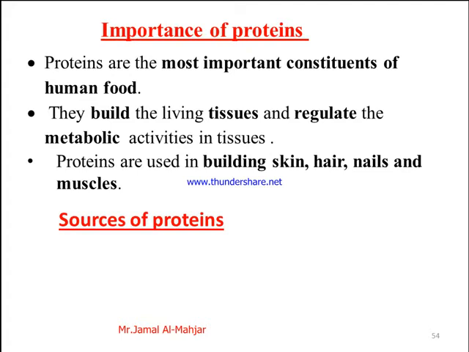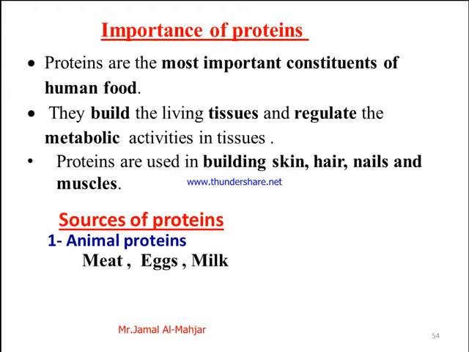How many sources of protein do we have? We have two natural sources. Animal proteins are found in meat, eggs, and milk. The second source is plant proteins. They are found in the legumes such as beans.